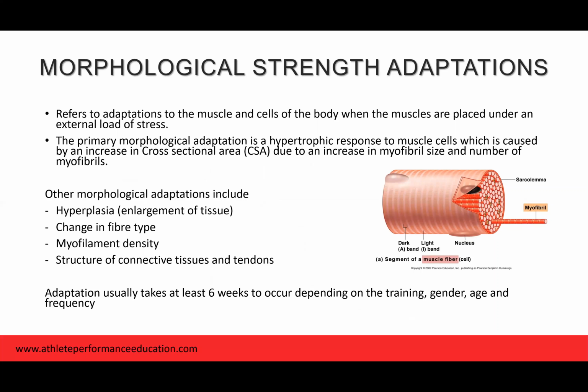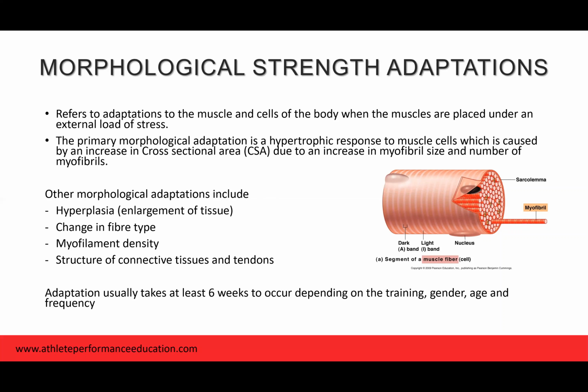So firstly, let's go into morphological strength adaptations. Essentially with morphological adaptations, we're looking to increase the cross-sectional area, and specifically the enlargement of tissues, a positive change in fiber type, increased density of myofilaments, and an increased structural change to connective tissues and tendons. So we're trying to change the physical structure of the human body.